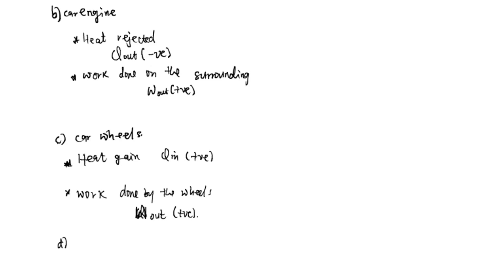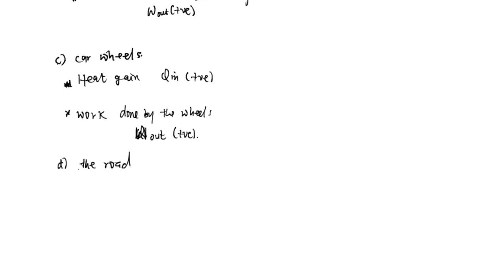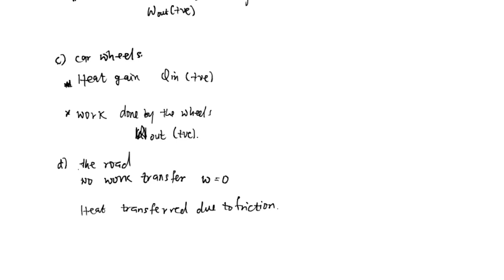Now for our next system, the road in which the car moves. So for the road, there is no work transfer, so work equals zero. Now for the heat transfer, there's going to be a heat transfer between the road and the car, due to friction. The heat is transferred from the road surface to the car tires.